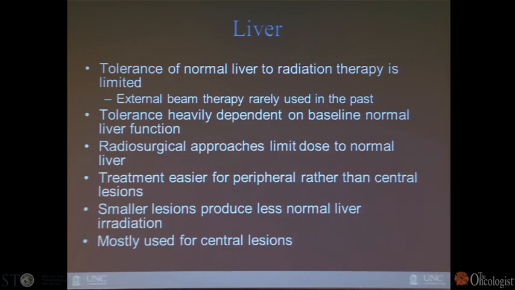So I want to go very briefly through an overview of the 3 major areas that we will be talking about in the session today, and first talk a little bit about liver. Radiation therapy has been used relatively little for liver tumors in the past, largely because of the limited tolerance of normal liver to radiation therapy. The liver is a sensitive structure, but radiosurgery allows us to use a more ablative approach and spare much of the normal liver. It is easier to deliver radiosurgery for peripheral lesions rather than central lesions, and easier to treat smaller lesions rather than larger lesions.